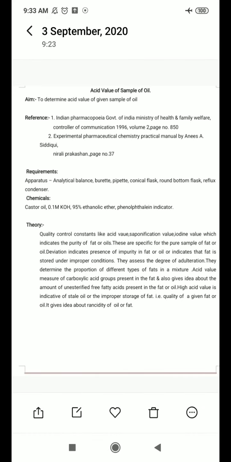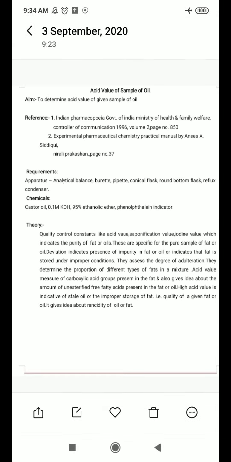Then the chemicals. Castor oil is your sample; for castor oil you have to measure the acid value. Then 0.1 molar KOH. How to prepare the 0.1 molar KOH? When we complete the whole discussion of this experiment, I will give you an assignment. In that, you should mention the procedure for how to prepare the 0.1 molar KOH. Then 95% ethanol-ether mixture, then phenolphthalein as an indicator. These are the chemicals you require during the practical.